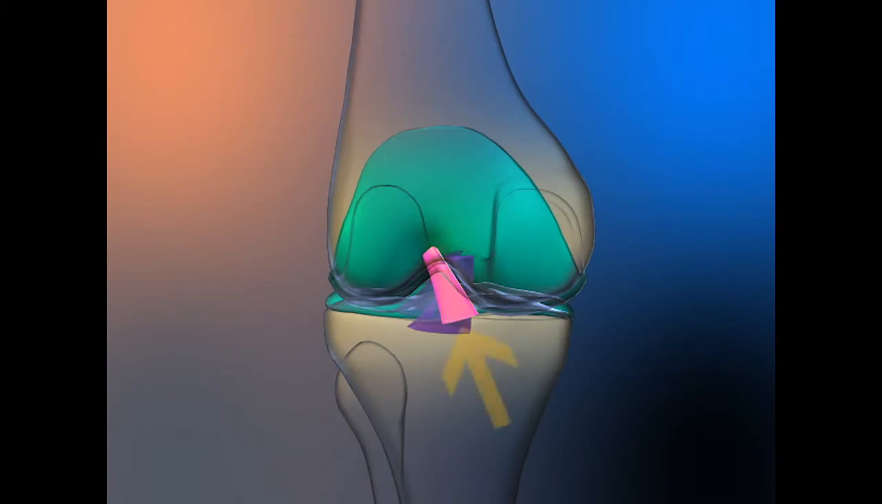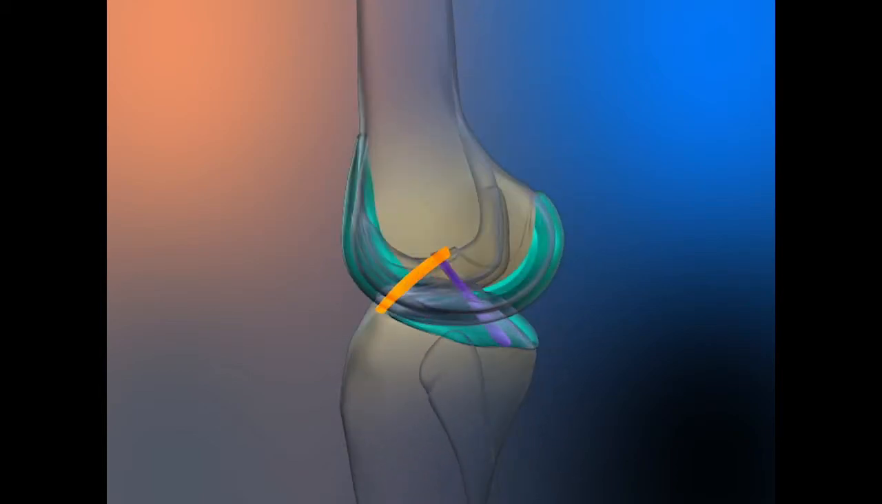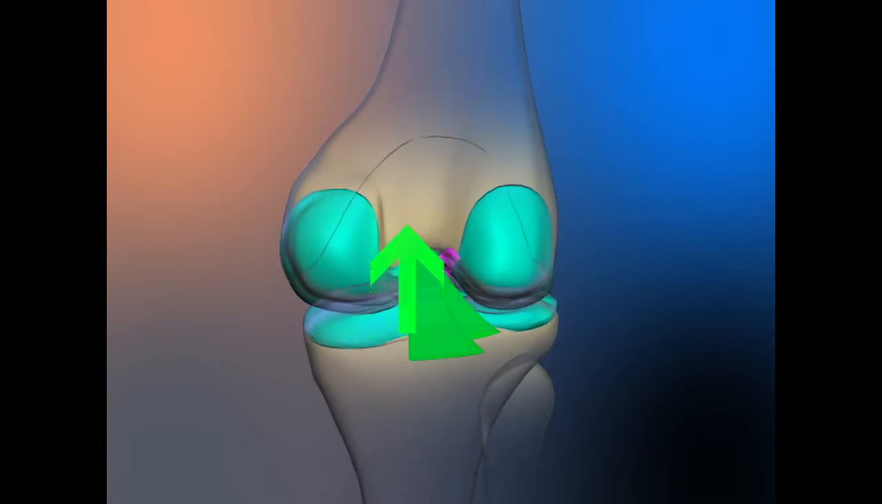The anterior cruciate ligament runs from the intercondylar area of the tibia in an oblique direction posterior to the medial aspect of the lateral femoral condyle. The posterior cruciate runs in a vertical direction from the posterior intercondylar area of the tibia to the medial condyle of the femur.